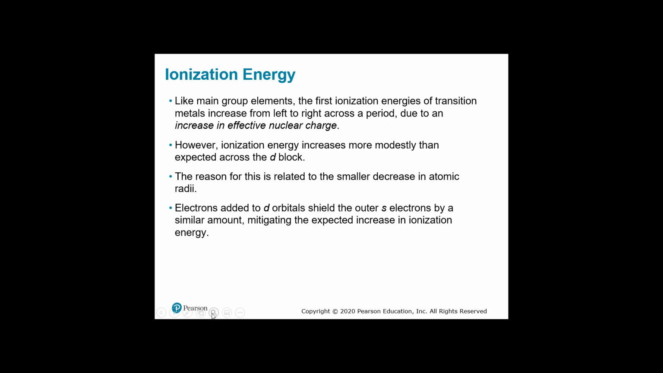All right, so ionization energy. If you remember, ionization energy is the energy needed to make that atom an ion. The trend with the main group elements is that the first ionization energies increase from left to right. And that is the same for transition metals. They increase from left to right. That means the energy needed to remove an electron increases, so you need more energy as you go across.